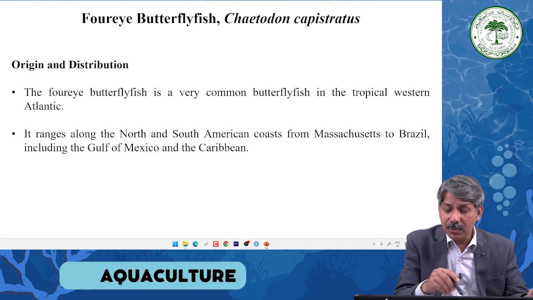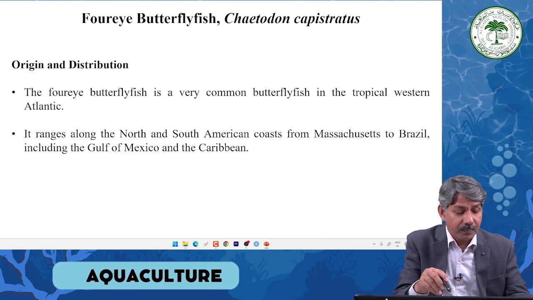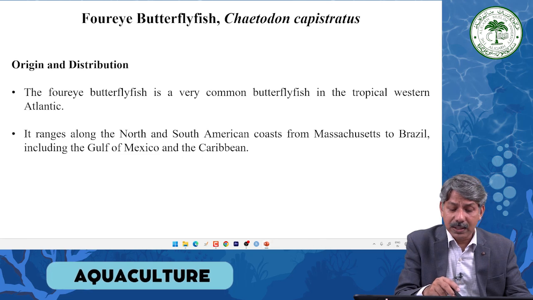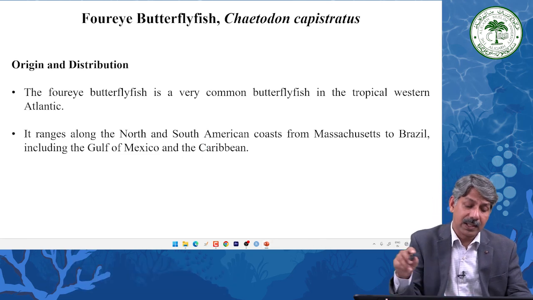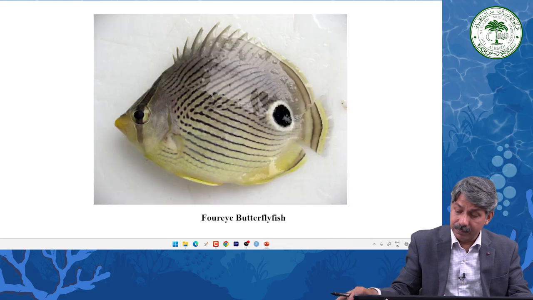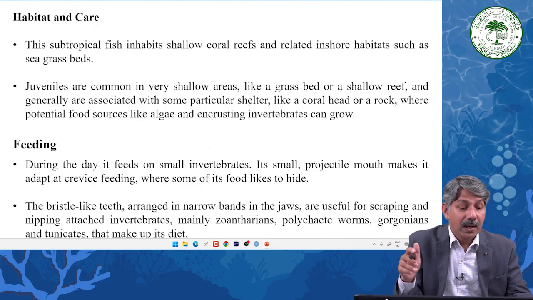This is a very common butterfly fish in the tropical Western Atlantic. It ranges along the North and South American coast from Massachusetts to Brazil, including the Gulf of Mexico and the Caribbean. Beautiful fish, the four-eyed butterfly fish.